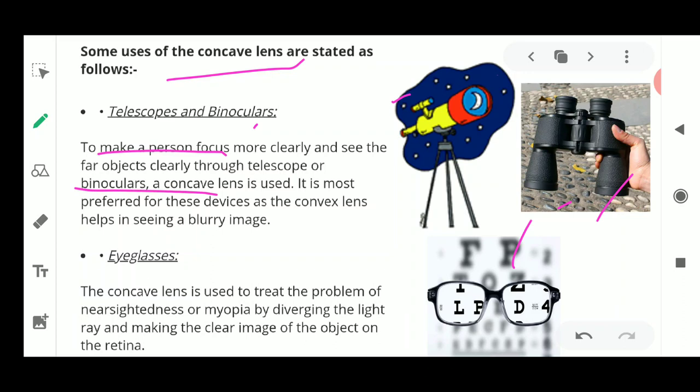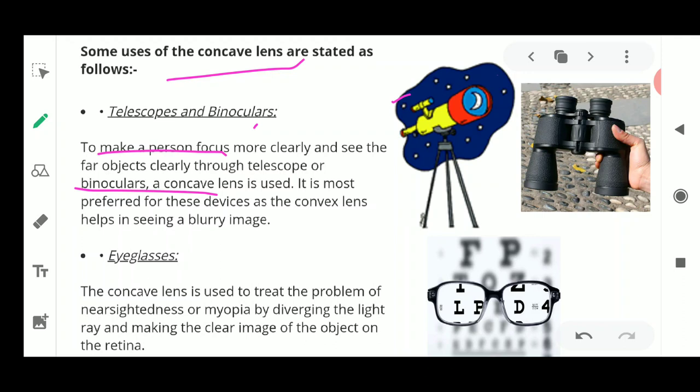Again, binoculars is a long word which is made up of 2 words, bi and oculars. Bi means 2, and oculars is related to seeing something, meaning it is related to the eyes.